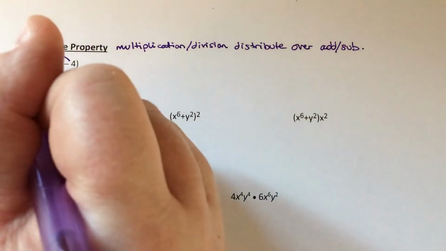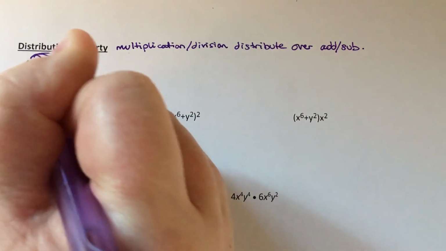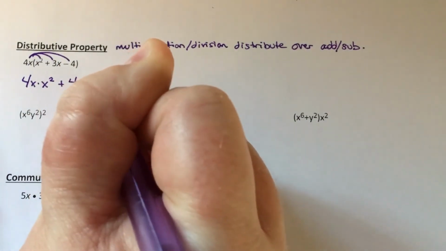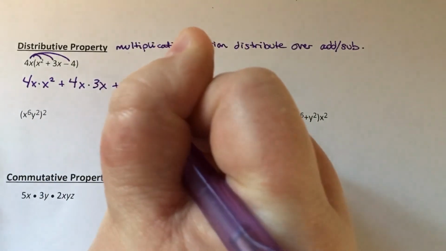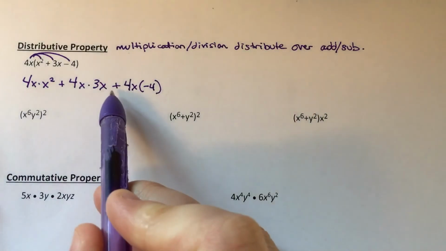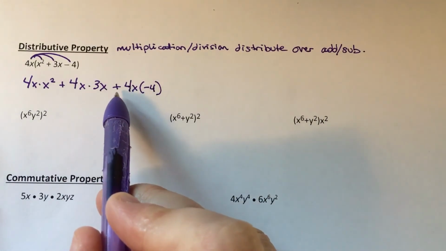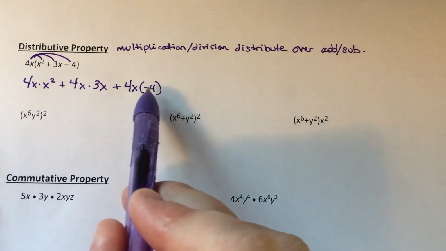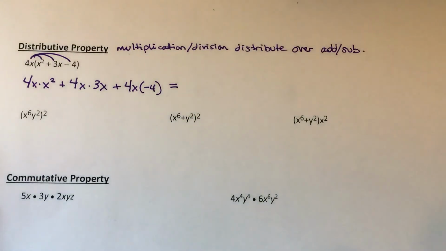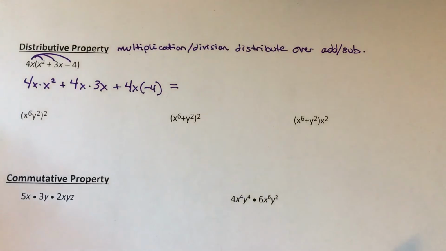So now let's try it. That would be 4x times x squared plus 4x times 3x plus 4x times negative 4, or you could have made this a minus sign. Subtracting is the same as adding a negative. But now we need to simplify.